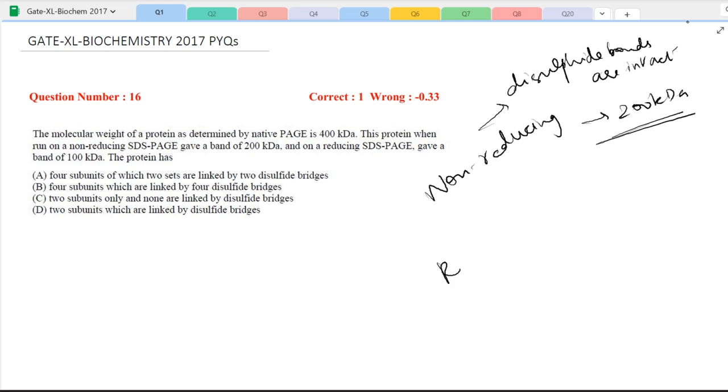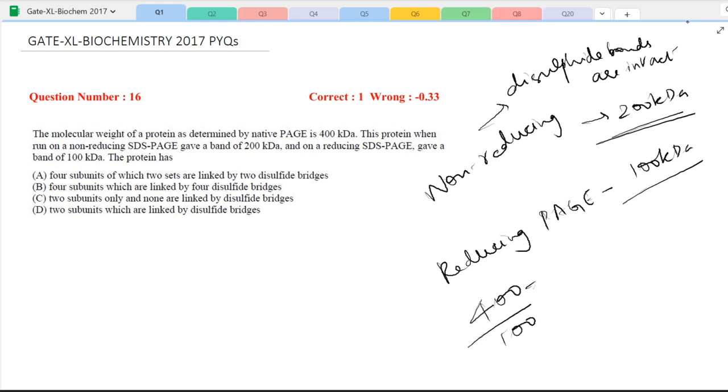And in case of a reducing SDS PAGE condition, where the disulfide bonds are reduced, you have a band of 100 kilodalton. So what does this mean? This means that this protein has 4 subunits. How? 400 divided by 100 is equal to 4 subunits, and 2 sets are linked by 2 disulfide bridges.